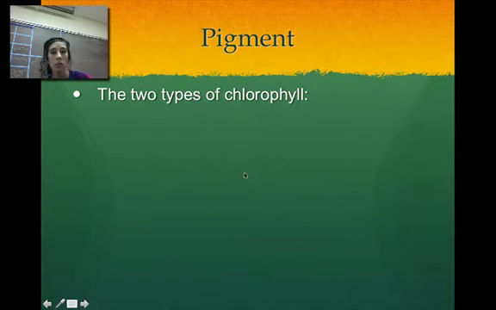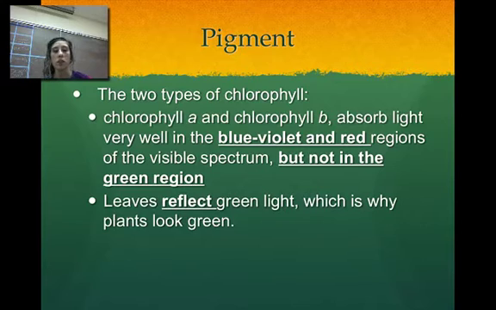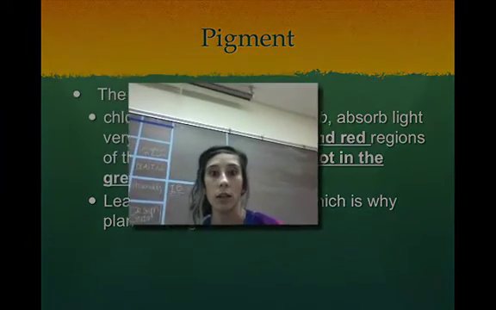So let's talk about two types of chlorophyll, our pigments within our plants. We have chlorophyll A and chlorophyll B. Both of these absorb light at about the blue, violet, and red region of our wavelength spectrum, but not within the green region. What's happening with the green region is that it's actually being reflected. The wavelength of green, that particular number, is being reflected, and that's why we can actually see a green plant.